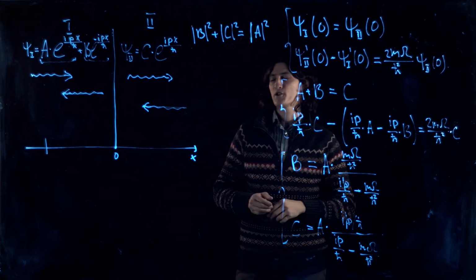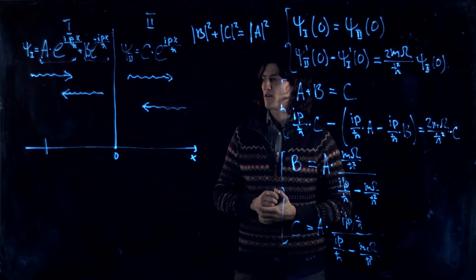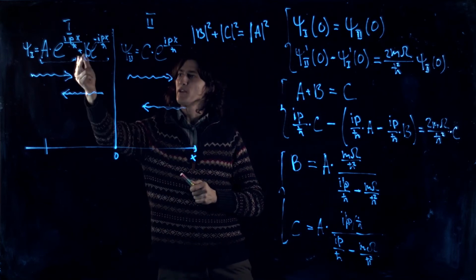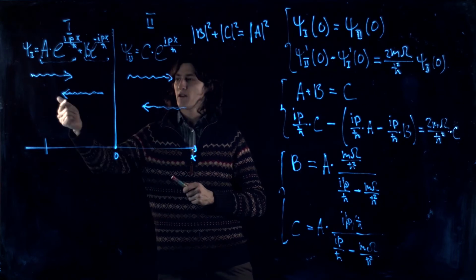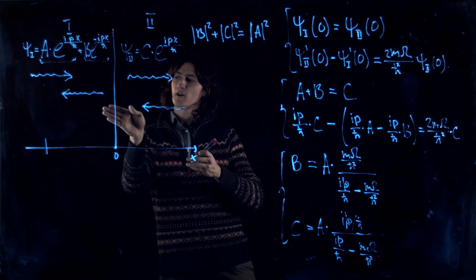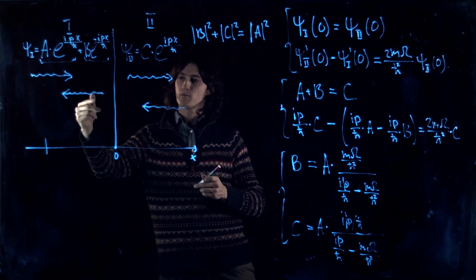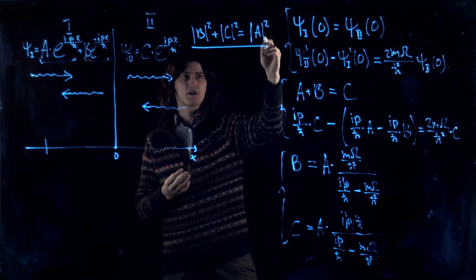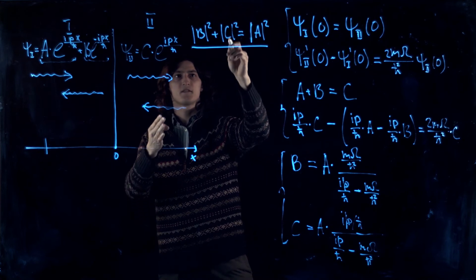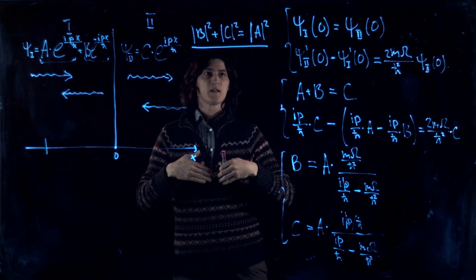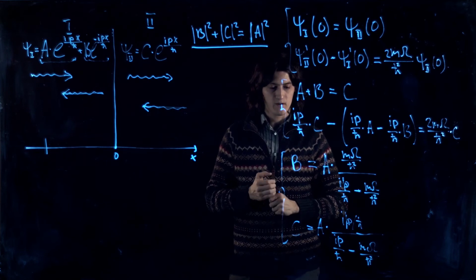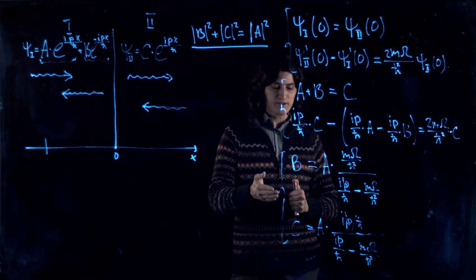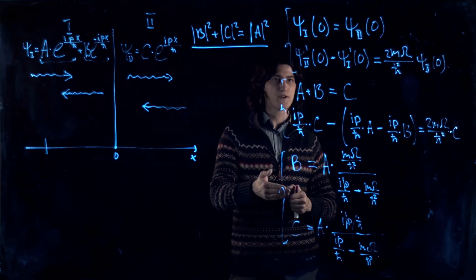That's a very important equation because it indicates the conservation of particle current. The coefficient A corresponds to the incident particle, and we can see that it splits into two currents, the reflected one and the transmitted one. That equation states that the incident current is split into two currents, and it indicates the conservation of the current and the particles. So we're ready to write down the solution of the Schrödinger equation.